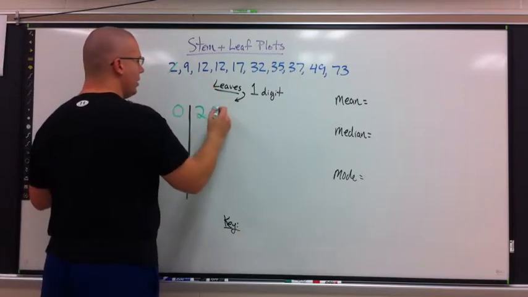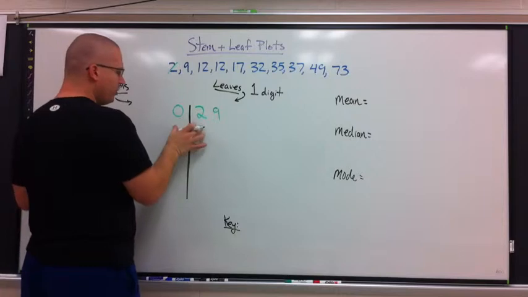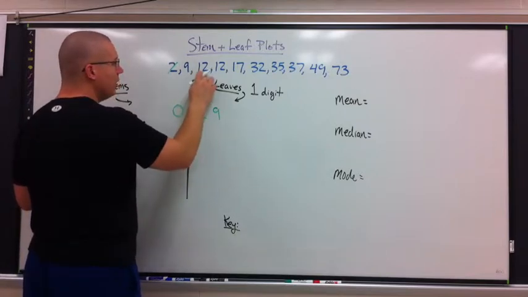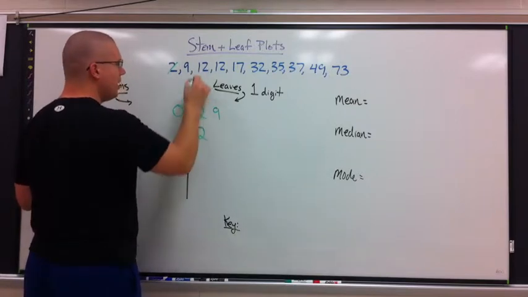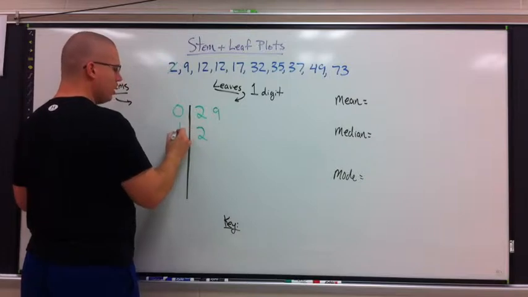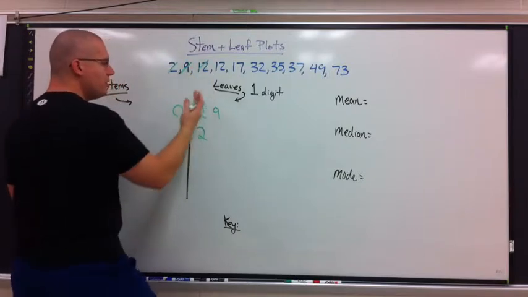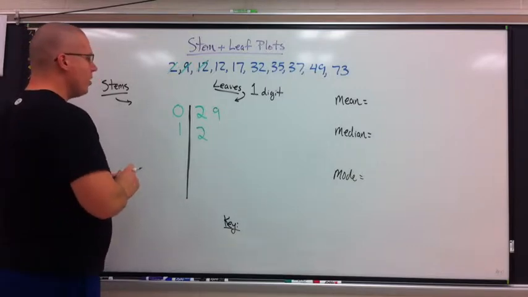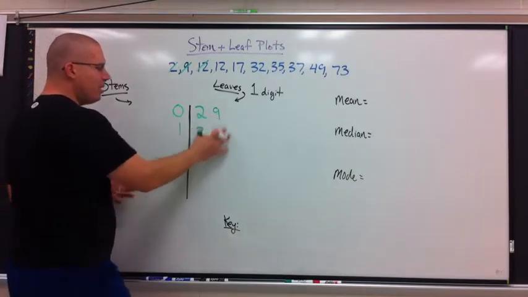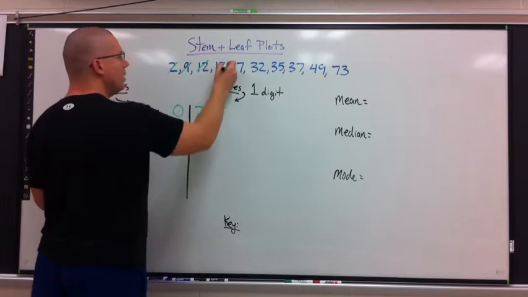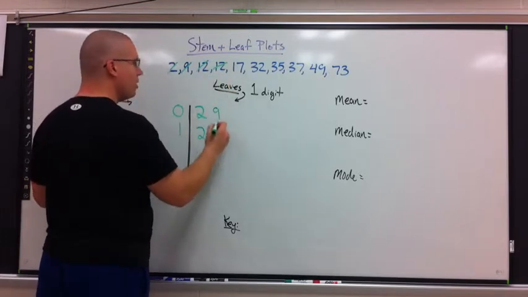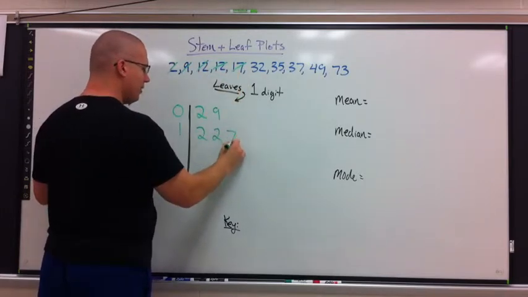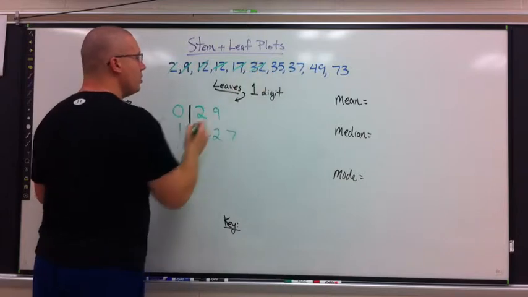12 does not go here. 12 is the next set of stem and leaves. The 2 goes there, the 1 goes there. So you might say, well, okay, this is easy: 1s on the right, 10s on the left. Yeah, not always though. Typically, yes. This has to be the 1s or the single digit. I have another 12, 2 goes here. 17, 7 goes here.